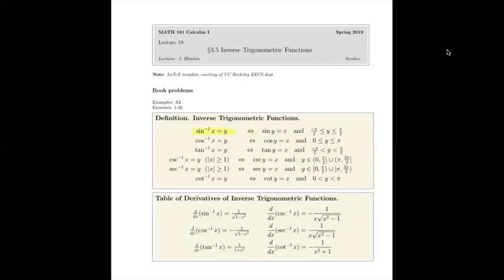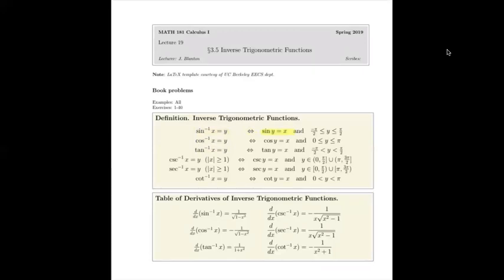Remember that these are equivalences. This is essentially how these inverse trig functions right here are defined. Same for the bottom three here. Notice there are two conditions for cosecant inverse and secant inverse: that the magnitude of x is greater than or equal to 1. And that's to make sure that we pick only sections of these functions that are 1-to-1, right?